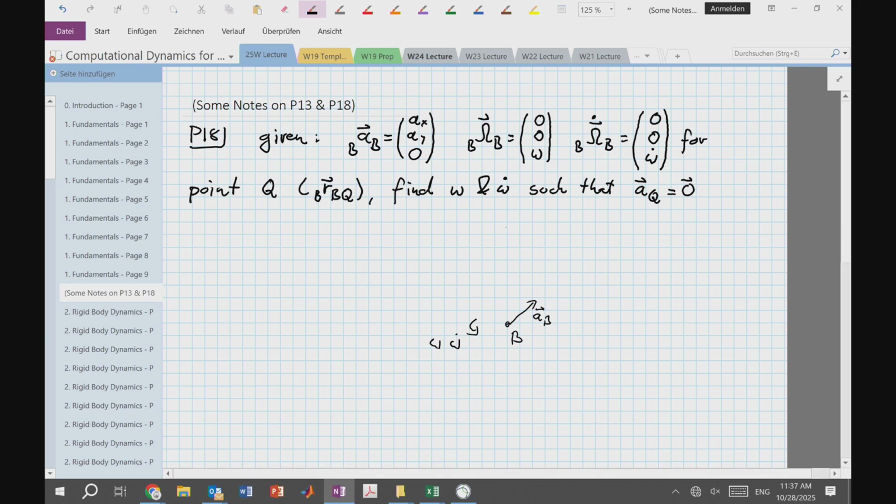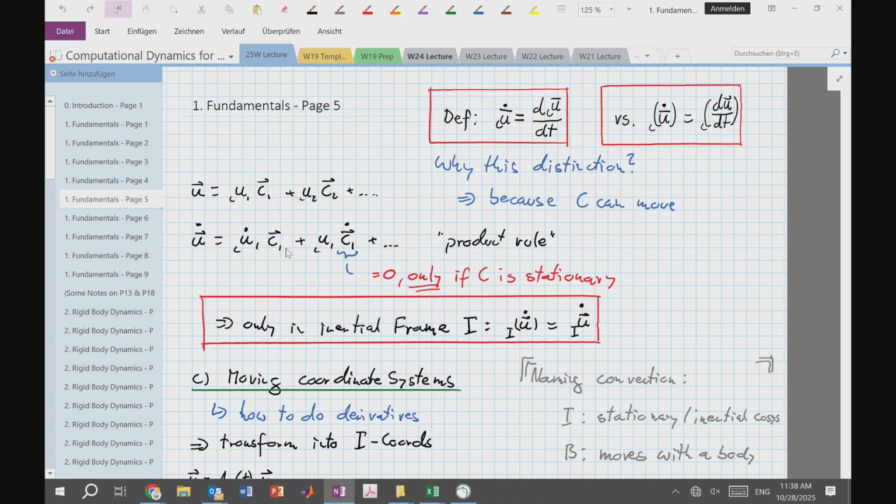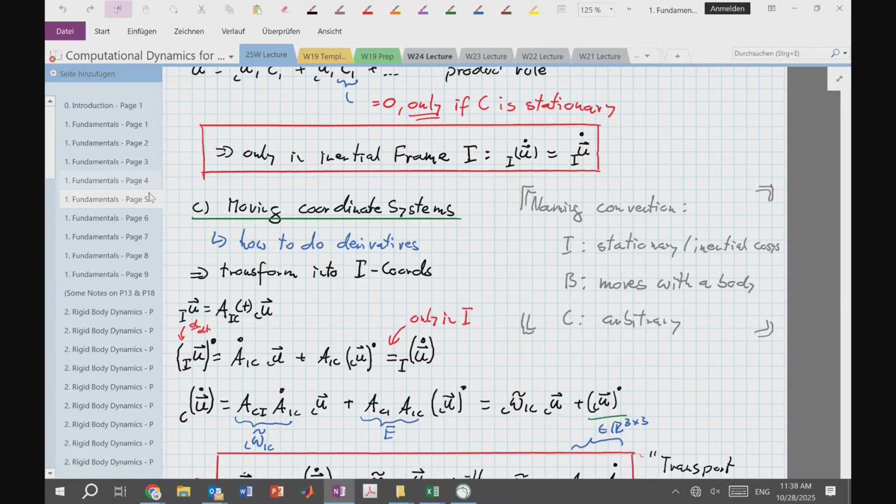And the question now is to find a point, and then a point Q is given. I should finish that first through some vector RBQ, which again is a planar vector. And the problem is now to find values for omega and omega dot that this point Q here is not accelerated. So we're basically looking at, where is it?